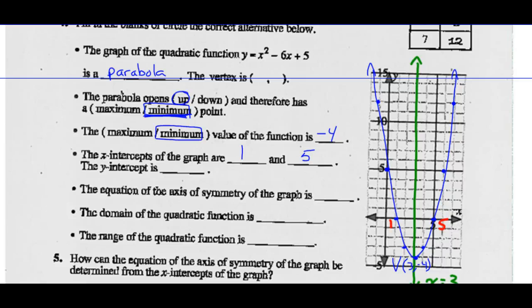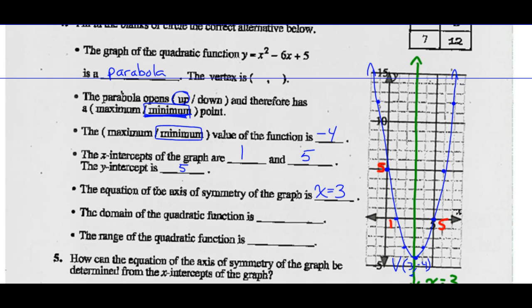The y-intercept of this graph, it crosses the y-axis right here at +5. So it also has a y-intercept, the point where it crosses the y-axis at +5. The equation for the axis of symmetry, we've written that in green. It's the line that goes through the vertex. It's always x equals, and it's actually the x-coordinate of the vertex.